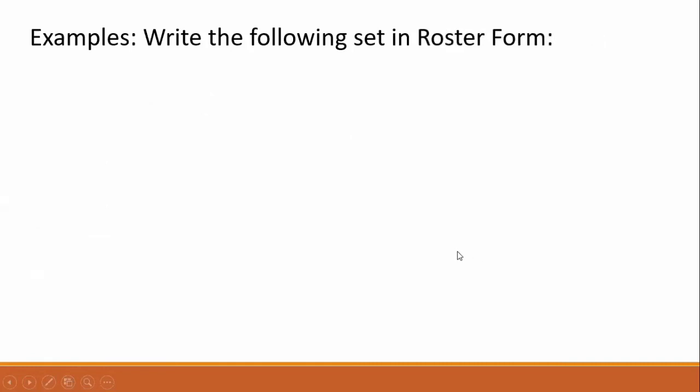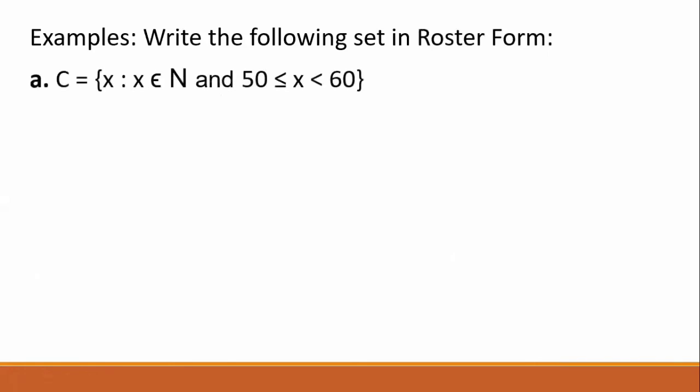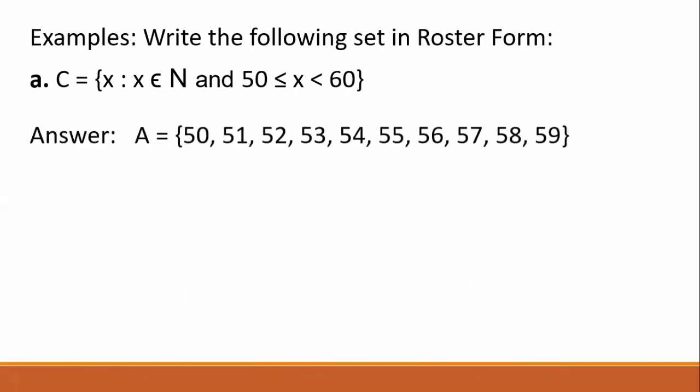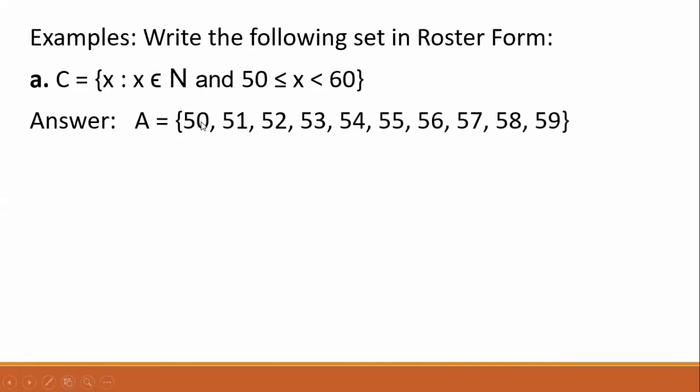Let's have another. Write the following set in roster method. How can you write that in roster method? C is equal to the set of x such that x is an element of natural numbers, and x is greater than or equal to 50 but less than 60. What are the values or the elements of C using roster method? That's right. Our C is equal to the numbers from 50 to 59, because it says less than 60, so 60 is not included.